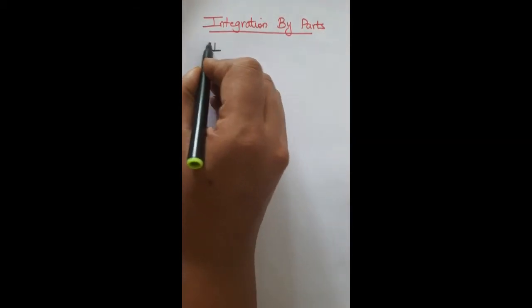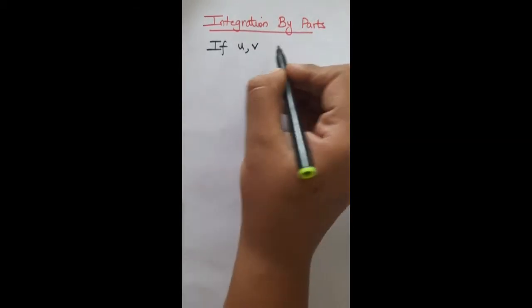Hello everyone. In my last video we had seen the method of substitution. In this video we are going to study the method of integration by parts. We use this method if the integrand is a product of two functions, one of which is the derivative of some other function. Say you have two functions u and v.